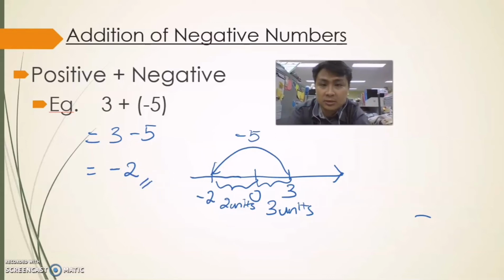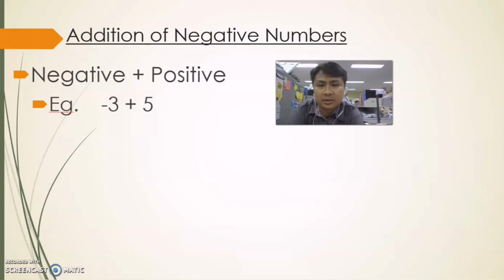Do you understand how to do this question? Alright, let's take a look at the other scenario, where we add a negative number with a positive number. Now notice that there are no brackets in between the numbers, so we can actually work on the numbers straight away. We'll use a number line to help us do this now.